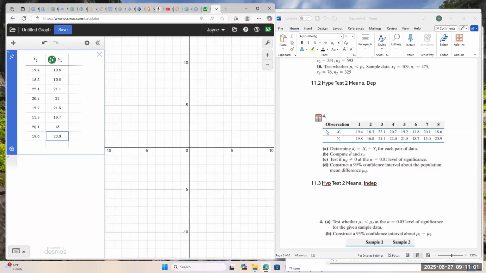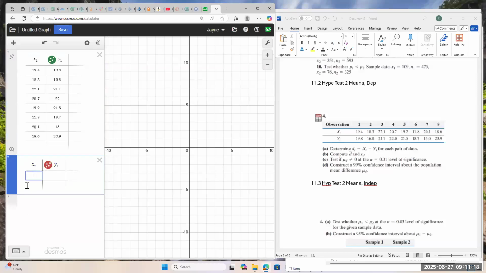I've already entered this data. The first thing you're going to do is enter the before data in your first column and the after data in your second column. Let me show you how I got this table. I clicked the plus sign to add an item and then selected table. Then I just entered the X data in the first column: type in a value, hit enter or the down arrow, and then click on this cell and you can start entering the Y values.